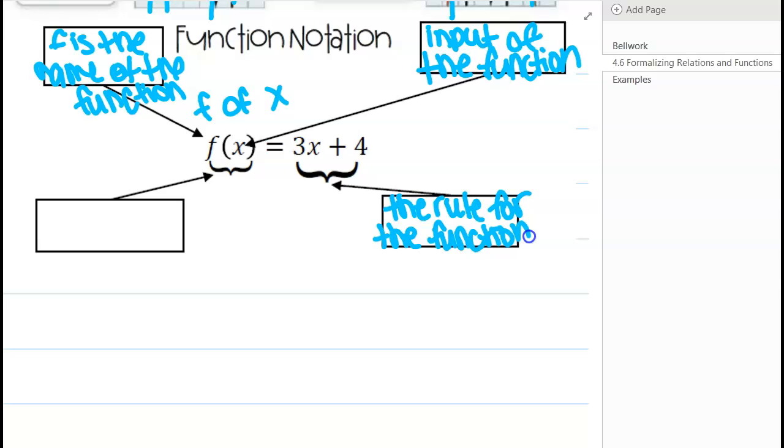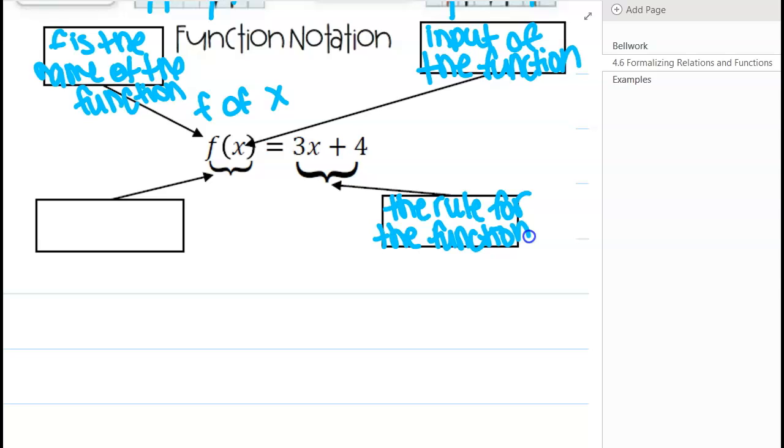The rule for the function. So this function, you're going to plug in x values. Whatever you plug in for x, you're going to multiply it by 3, and then you're going to add 4. What your function spits out, we typically call it a y value. That's what we did Monday and Tuesday, is we plugged in x values and it spits out y values.